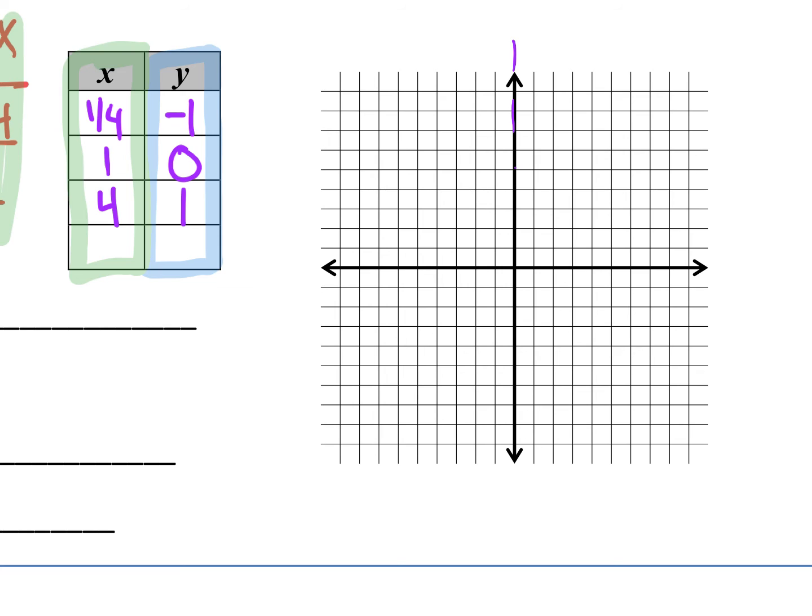And I also said my asymptote's at 0, so I can draw that in right now. So 1/4, negative 1 is about there, but I got to shift it up 5. So 1, 2, 3, 4, 5. 1, 0, and then I got to shift it up 5. So 1, 2, 3, 4, 5. 4, 1 would be right there. And then I got to shift it up 5, which will put me right there. So my graph will look something like this.